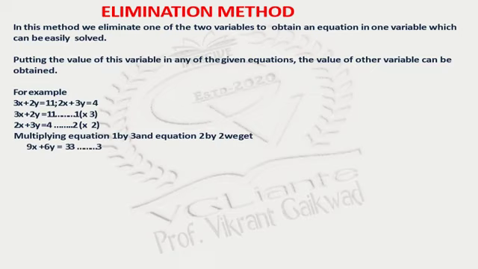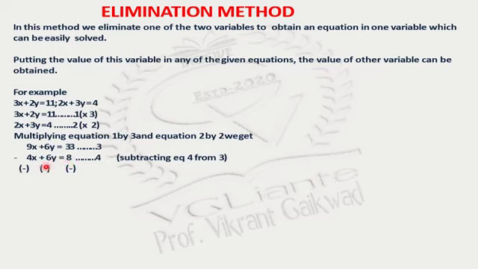9x plus 6y equals 33. Fourth equation, 4x plus 6y equals 8. Subtracting equation 4 from 3. Now when you're going to subtract, you have to remember the signs in the fourth equation are going to change. So plus 4x is going to be minus 4x, plus 6y is going to be minus 6y, and plus 8 is going to be minus 8.